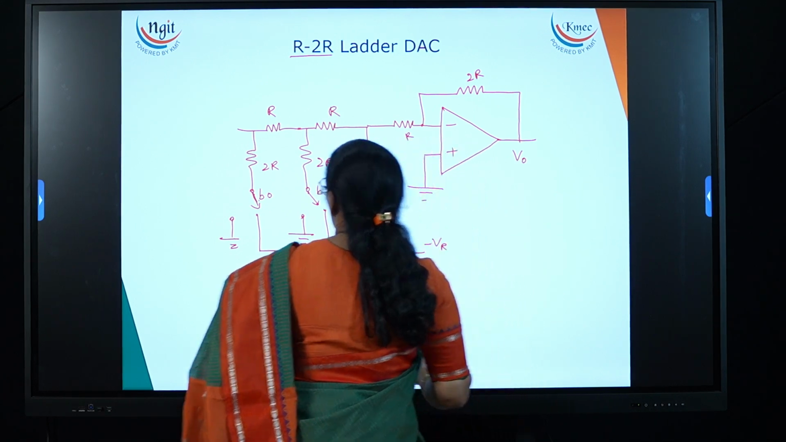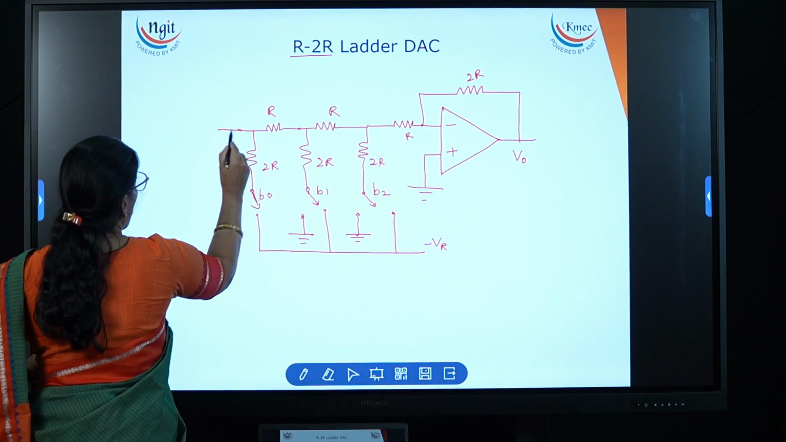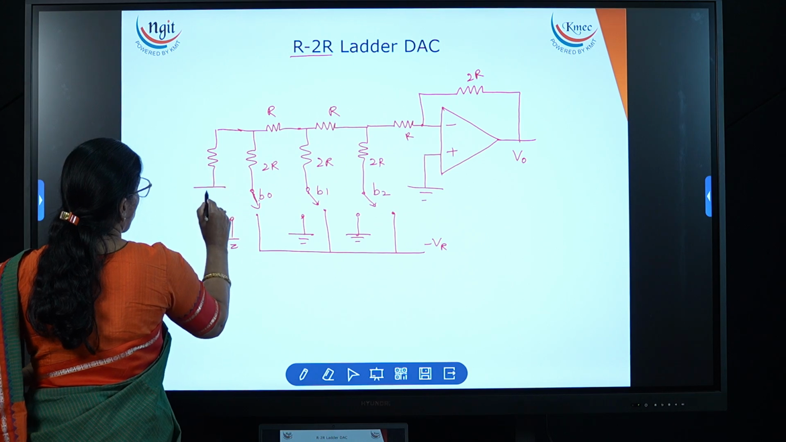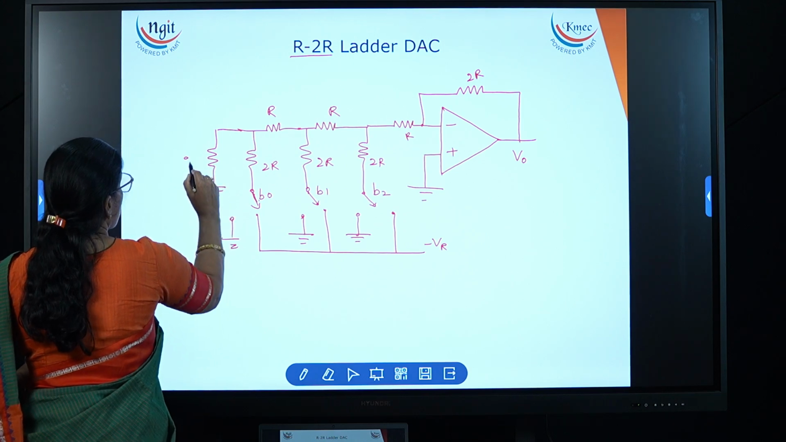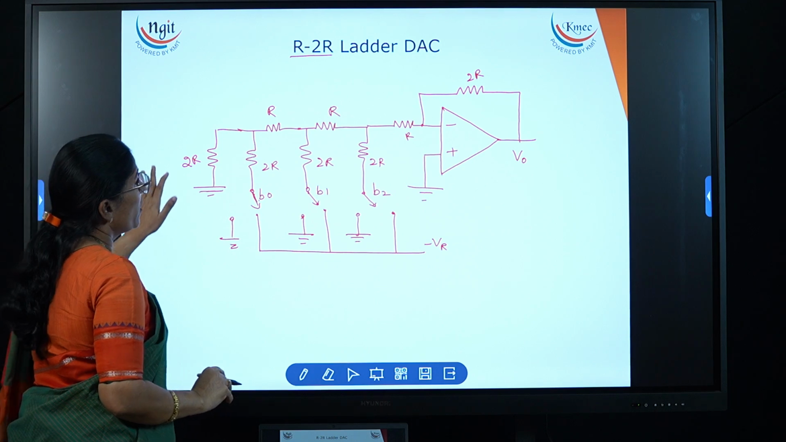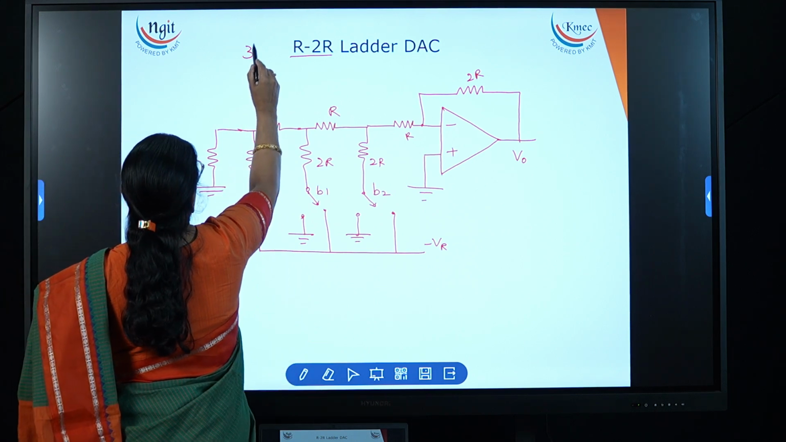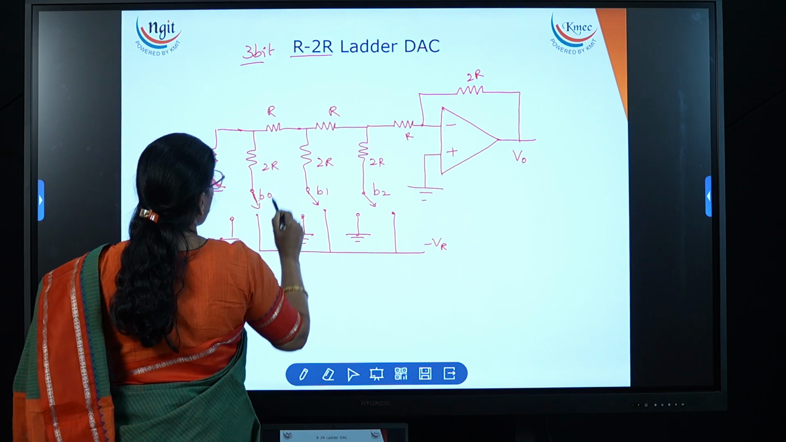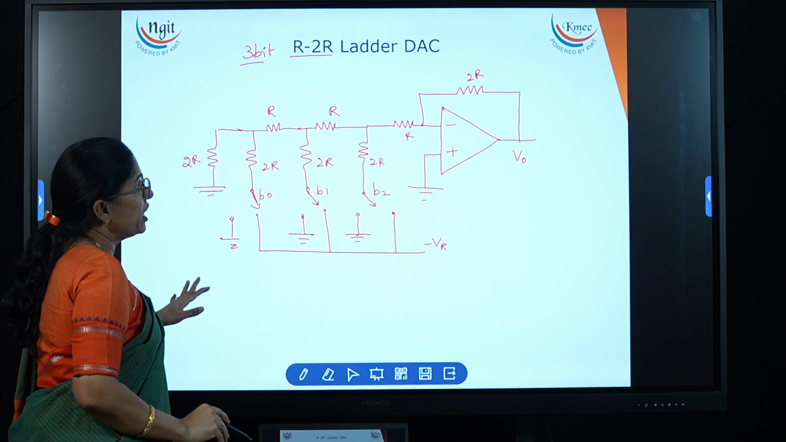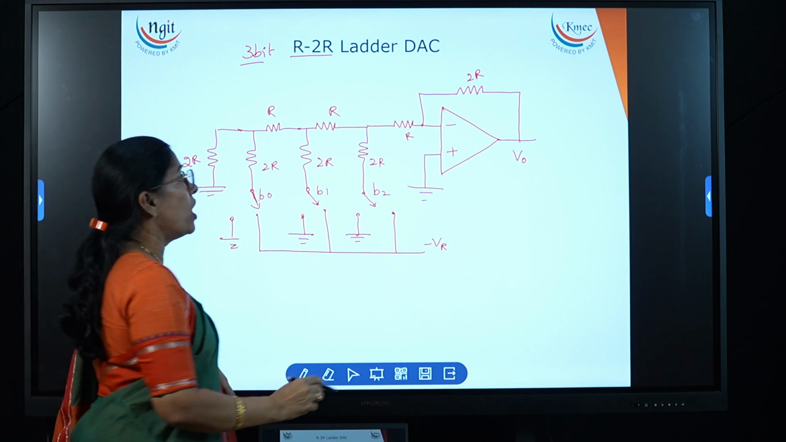Now here, one more 2R I have to take, and that I need to give to the ground. Okay, this is a 2R. This is the final circuit diagram for the 3-bit R to 2R ladder. Now this is for the 3-bit. So only 3 bits I have taken. Now for that I need to derive the expression for the V out.